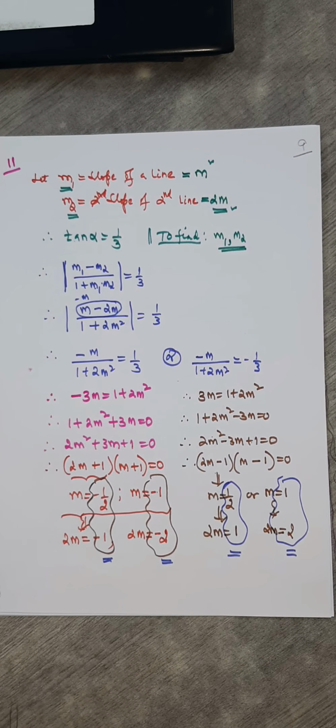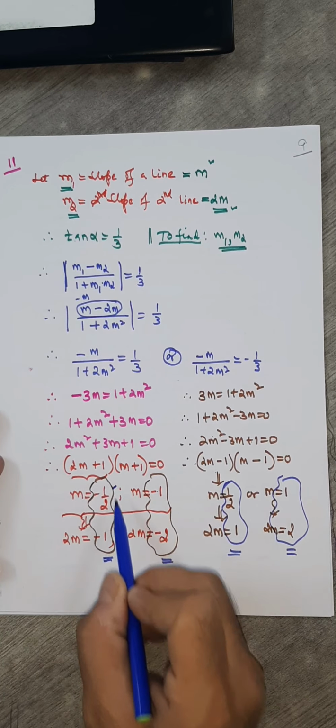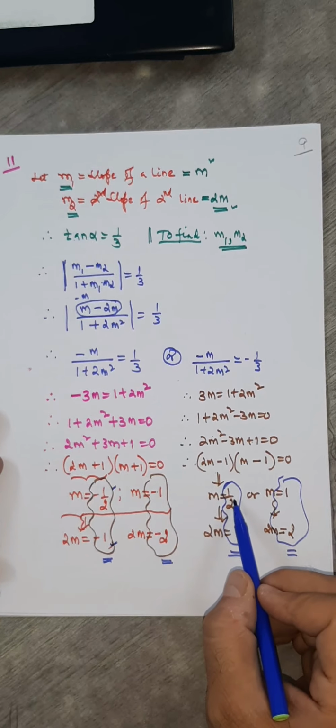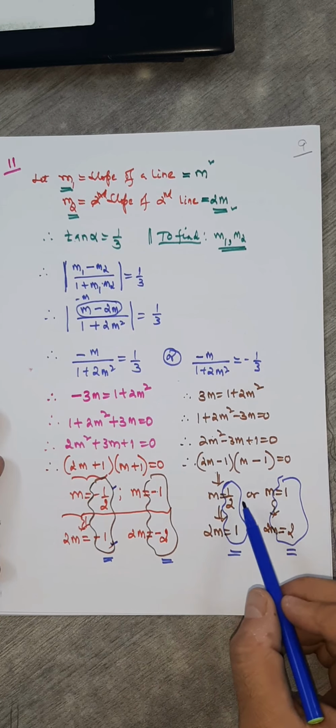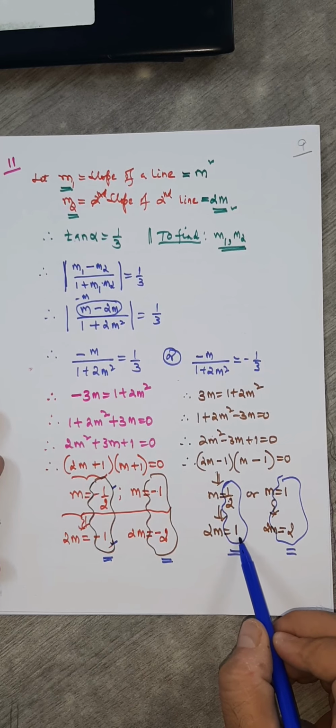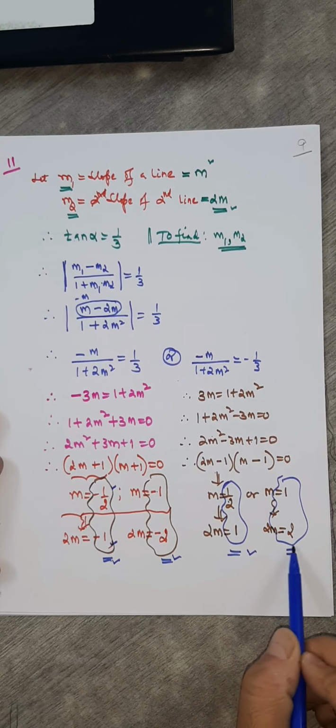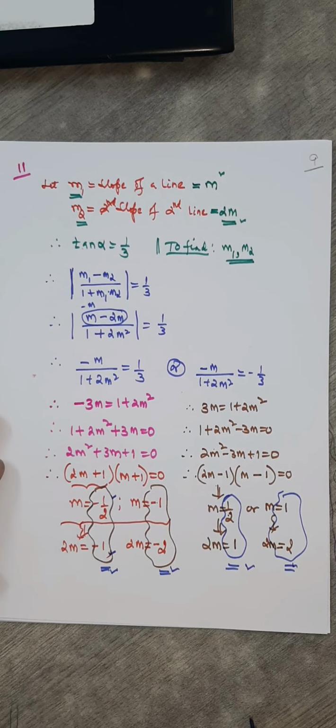What is important here is you are given tan alpha. One possibility is minus 1 by 2 and minus 1. Then minus 1 and minus 2. Then you have a half and 1, and then finally 1 and 2. So these are the 4 possibilities for the slopes of the given 2 lines.